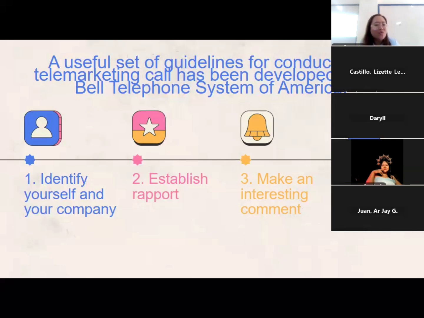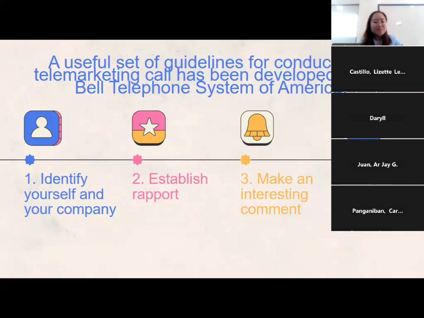And you must also make an interesting comment, like share something engaging, like a special offer or cost saving benefit. Example, Merrill Lynch might highlight a special investment offer or potential savings on financial services during a call. And of course, you must also deliver your sales message.